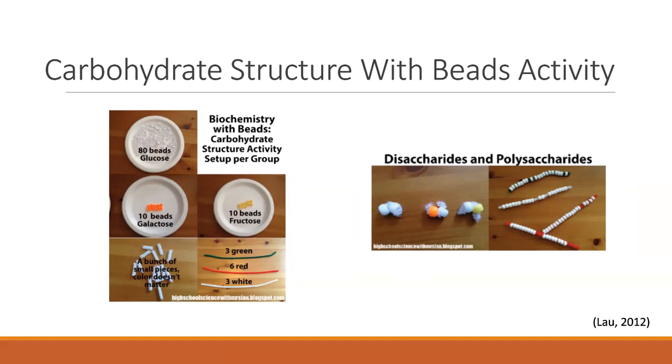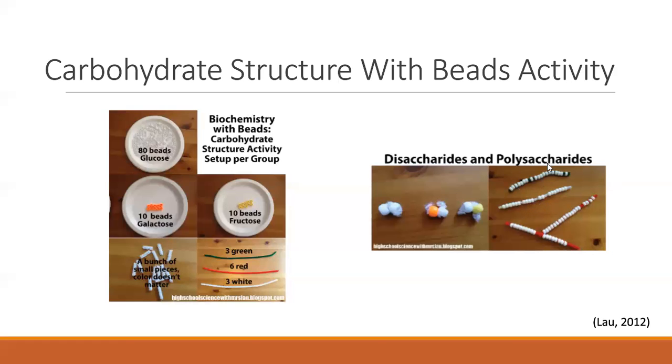So again, I chose 80 white beads for the glucose, 10 beads for the galactose, and 10 beads for the fructose. In the second picture I have here is the example of how some of these will look when putting together. So for example, if I had students put together 2 glucose molecules making a disaccharide, that's going to be the 2 white beads on the pipe cleaner there. Or if they're putting a maltose sugar together with a galactose sugar with a glucose sugar.